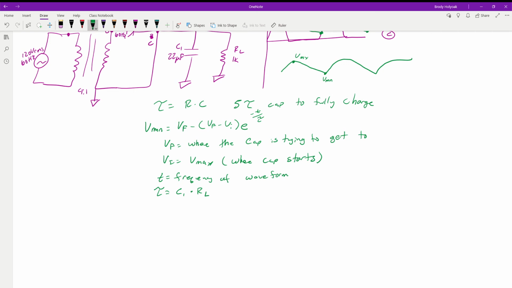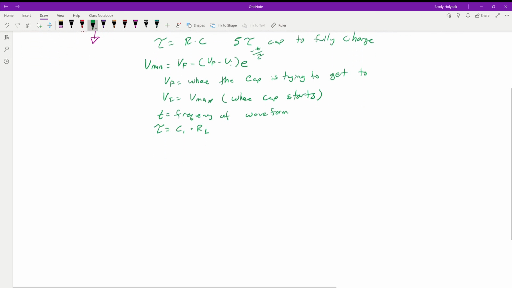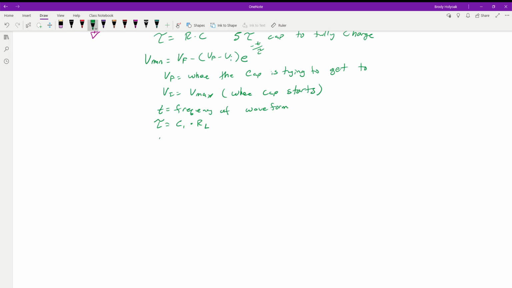Anyway, now that we have those, we need to go ahead and solve for this value. Our t, in this instance time, is going to be equal to 1 over our frequency. So 1 over 60 hertz gives us 16.66 milliseconds. Our tau is 22 microfarads multiplied by 1 kiloohm, and that gives us 22 milliseconds for our tau.